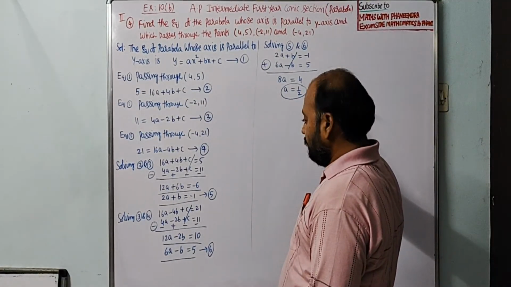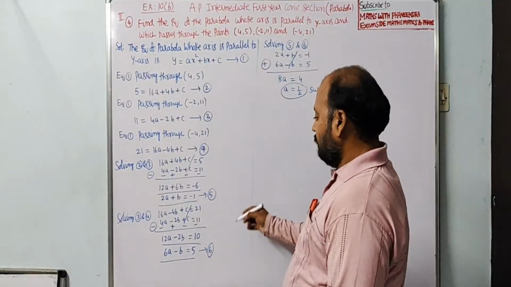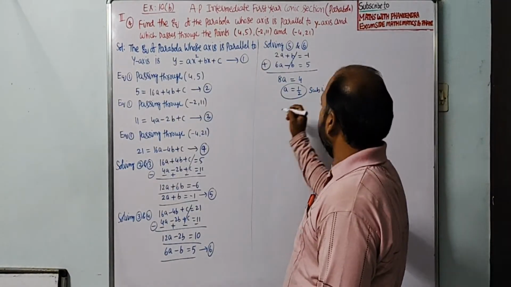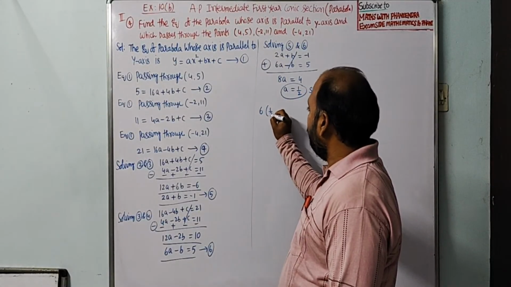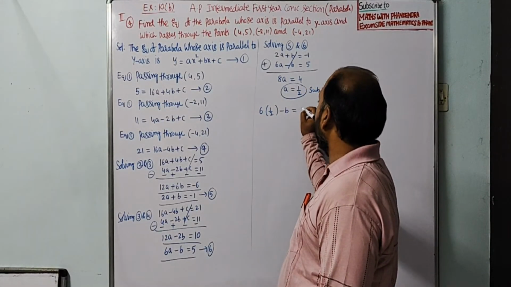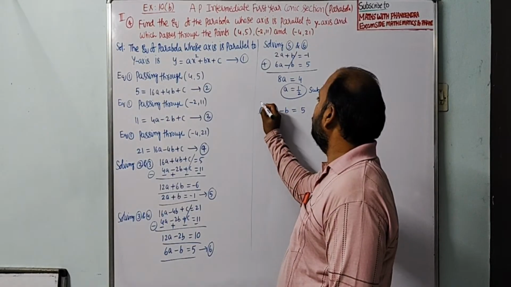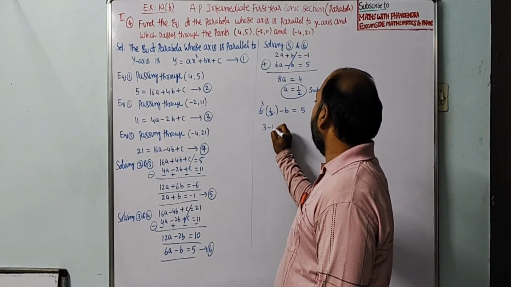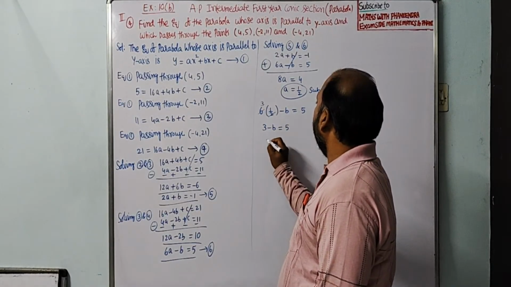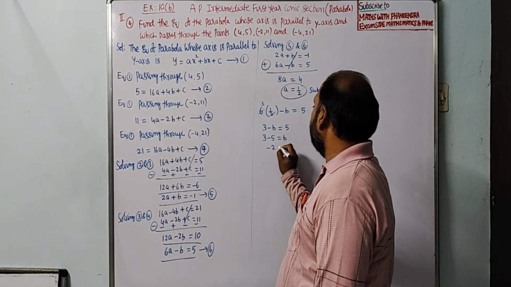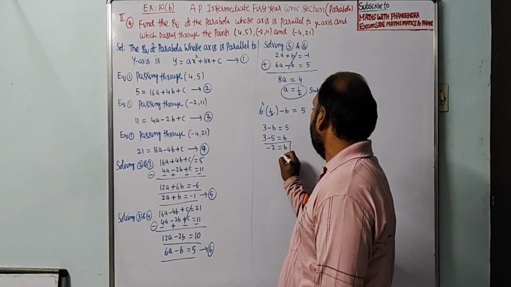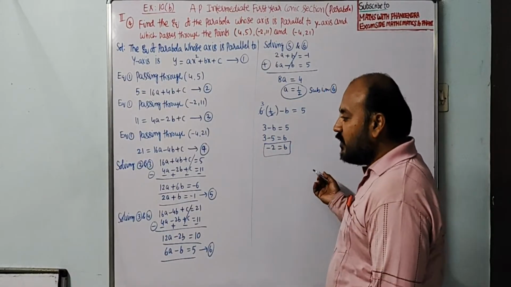Substitute in equation number 6. So 6 into 1 by 2 minus b is equal to 5. 2 1s are 2, 2 3s are 6, so 3 minus b is equal to 5. 3 minus 5 equal to b. Minus 2 is equal to b. So b value also we got.